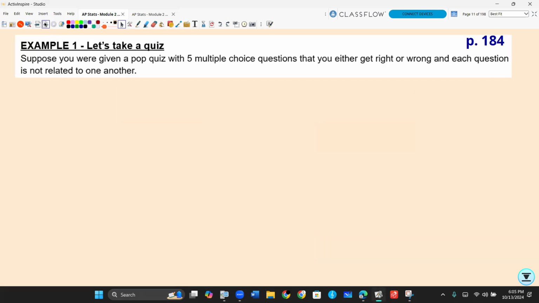Let's take a quiz. You've all taken quizzes before. I'm sure you've had multiple choice quizzes probably every year of your schooling. And today we're going to talk about taking a 5-question quiz. Very simple. You either get it right or wrong, and each question has 4 answer choices, so you have a 25% chance of getting it right. They're not related to each other.